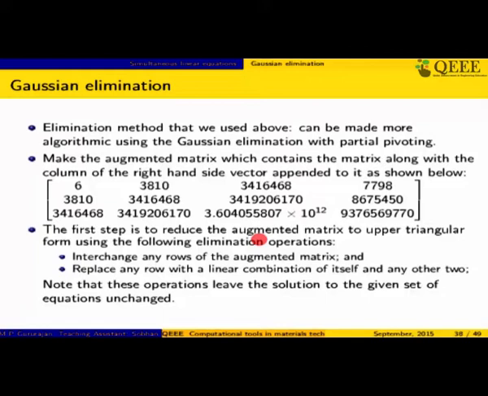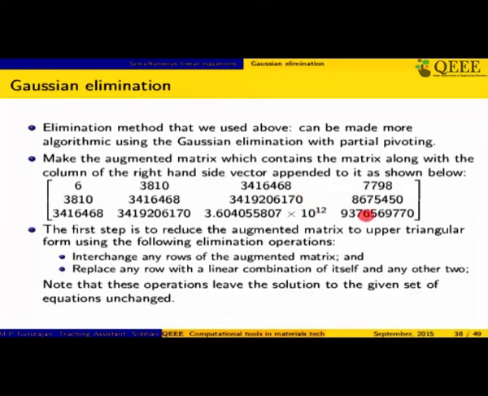In that we make what is known as the augmented matrix. Basically it contains the left hand side matrix, and the right hand side numbers are put as the last column in this so-called augmented matrix. So for n by n, there is one extra column, so it becomes a rectangular matrix, no longer a square matrix. The first step is to reduce this augmented matrix to upper triangular form.